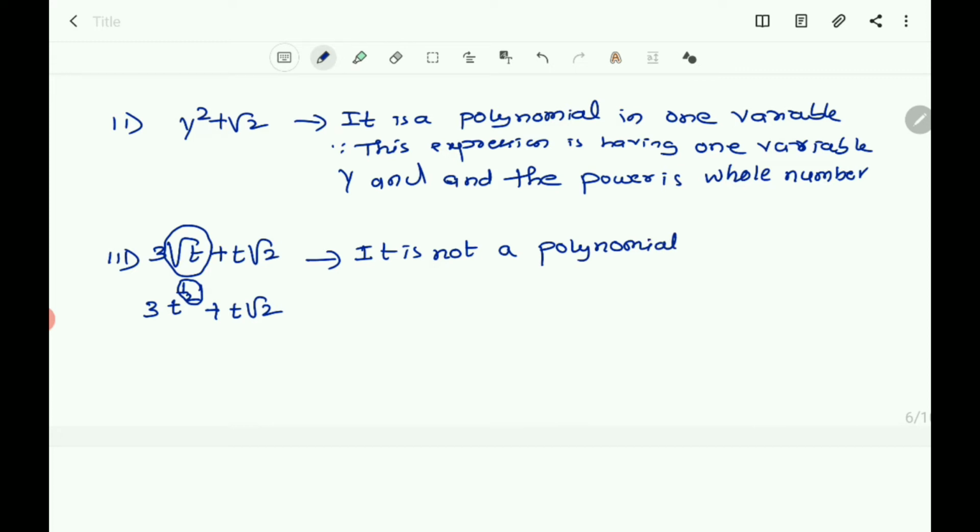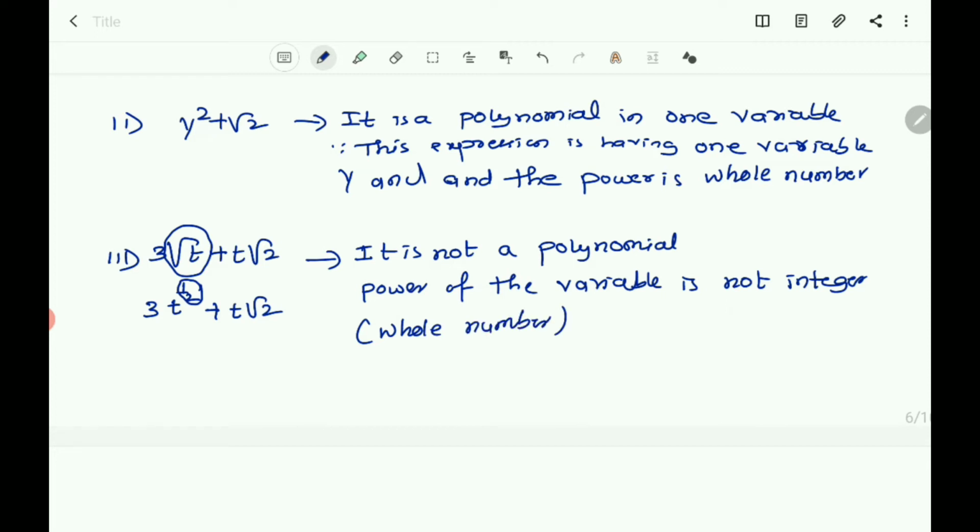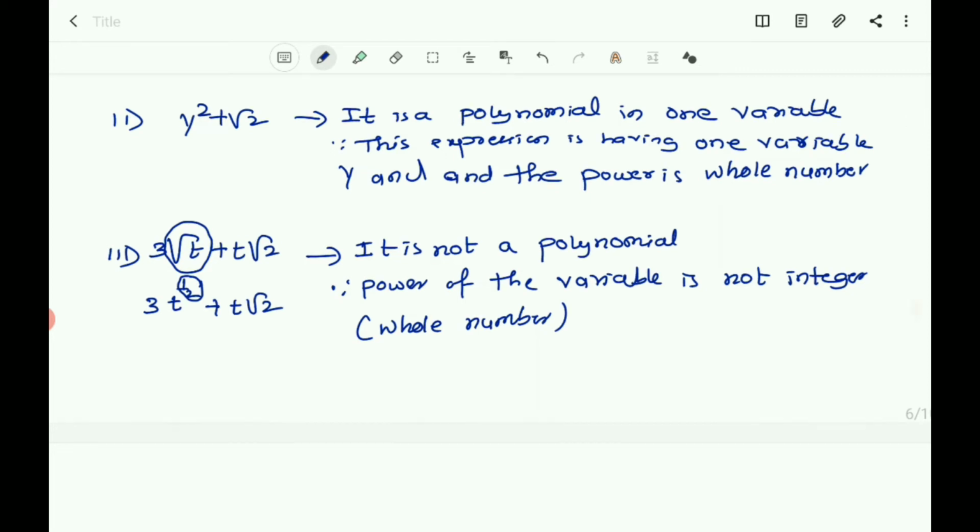Why is it so? The variable is there, only one variable, but the power of the variable is not an integer, not a whole number. The reason is that the power of the variable is not an integer. It is a fraction here. So 1 by 2 is a fraction.